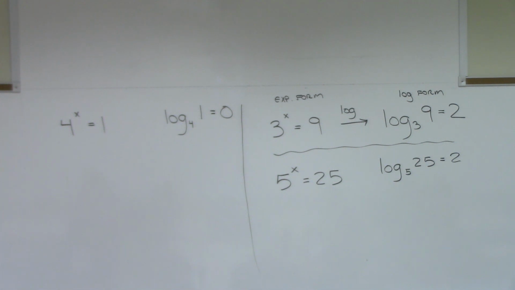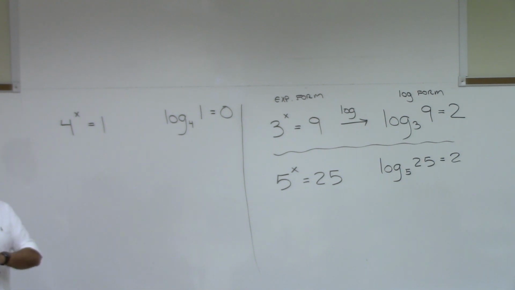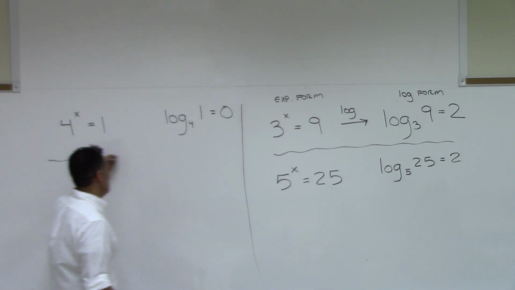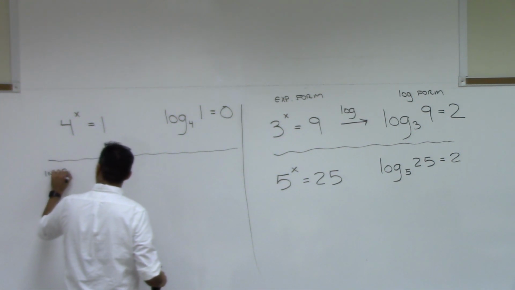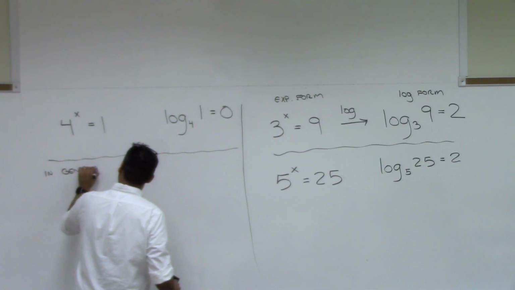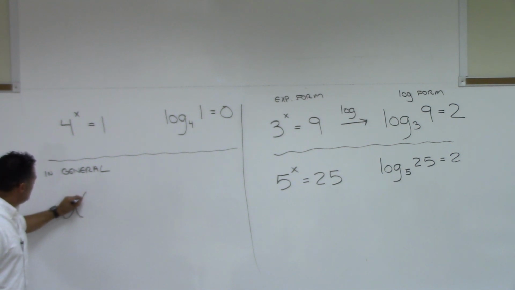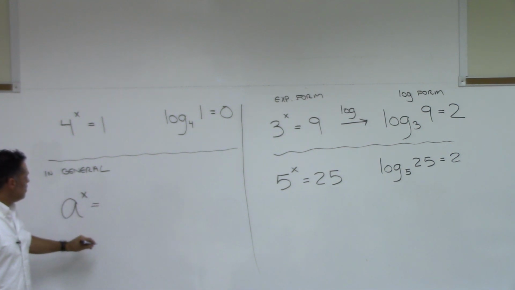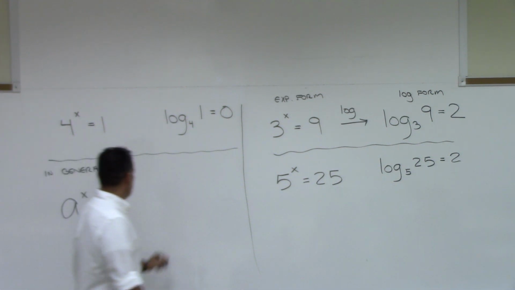Okay. Are you kind of getting the idea of what a logarithm is? It's just a mathematical expression to say something that we're trying to achieve. So let me see if I can generalize this. This is where things get really weird. Let me try and do this in general. In general, if I write a to the x equals y, that's exponential form. What would that look like in log form?